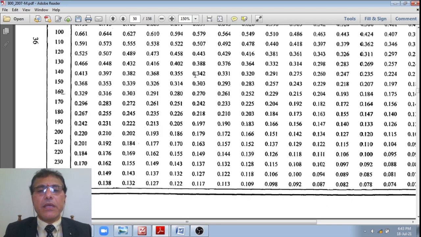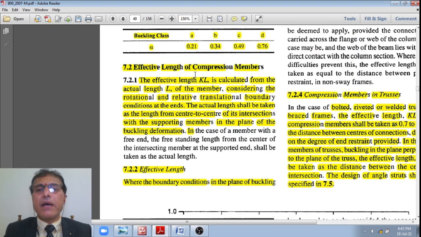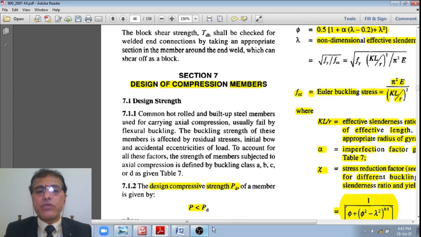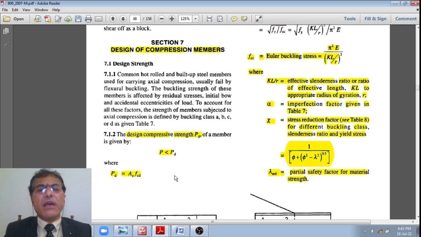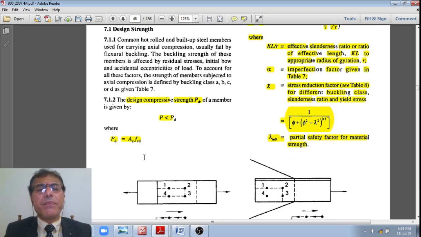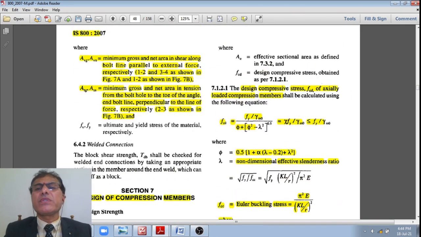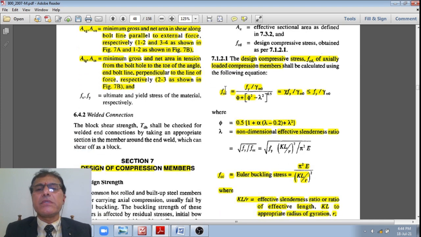The code says that the formula is this one. The other day we have seen already this formula, student. Design compressive strength is like this: P should be less than PD, where PD is equal to AC multiplied by FCD. This formula just now also we have seen, where AC is the effective sectional area and FCD is the design compressive stress.